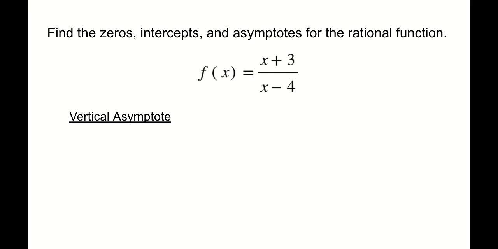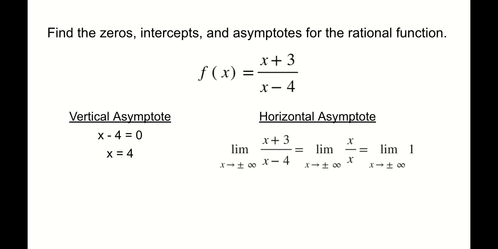Vertical asymptotes are when the denominator is 0. So let's take the denominator and just set it equal to 0. Solve this, I'll get x equals 4. That's my vertical asymptote. Now let's do horizontal. Horizontal is what happens to y as x goes to positive or negative infinity. Well, that's limits.